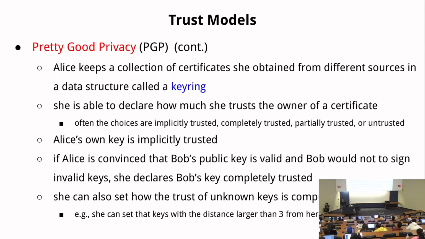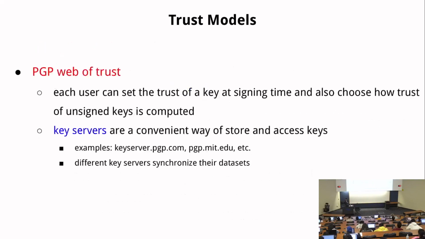So in PGP, Alice is also able to declare how much she trusts the owner of the certificate. Obviously, the previous trust implies full trust. But in PGP, the signer can give a confidence level there, to quantify the trust of the certificate.